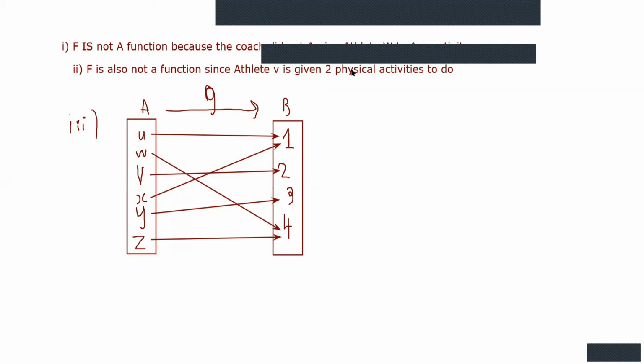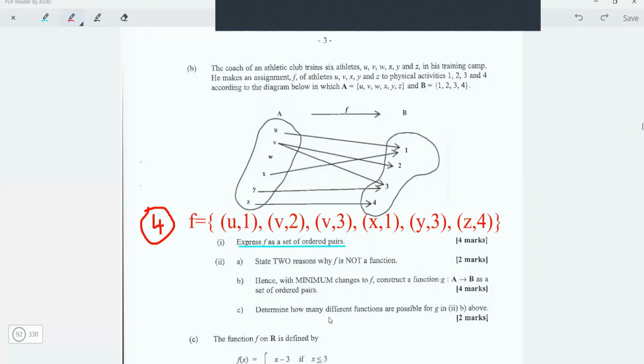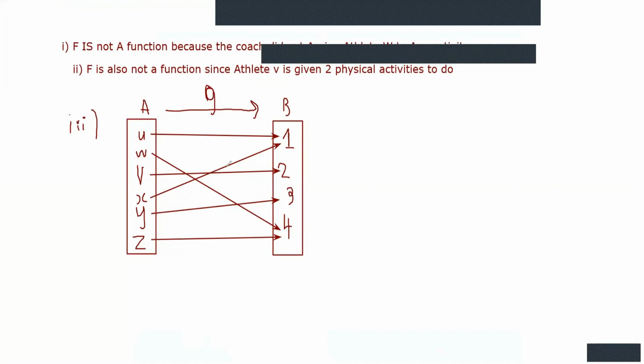Now here's the question that a lot of us left out, and some of us attempted but wasn't too proper. Determine how many different functions are possible in 2b. Now look how many different functions were possible. See the diagram here? Remember that we could have put v to either 2 or 3. That's already 2 possibilities right here.